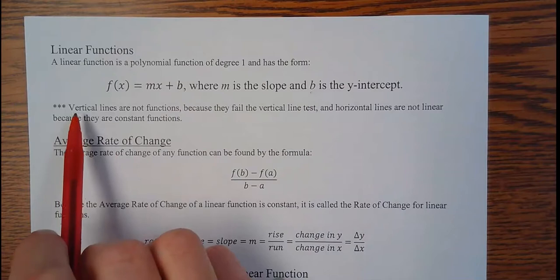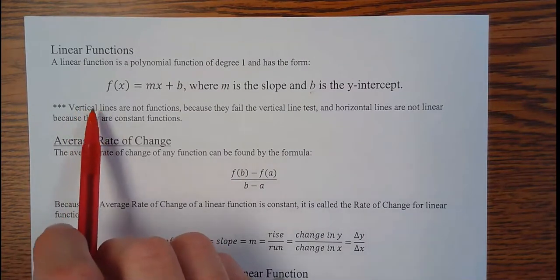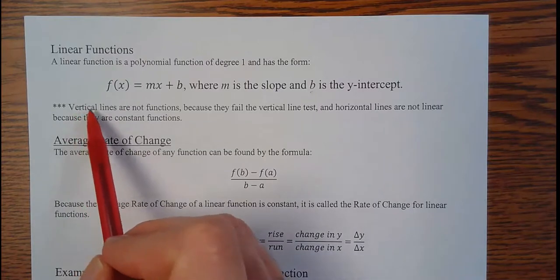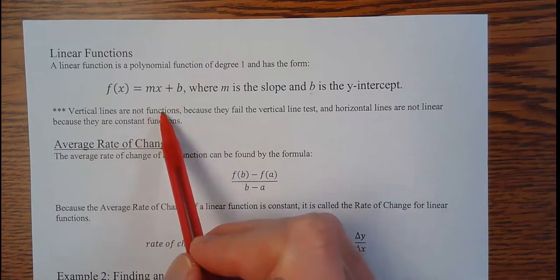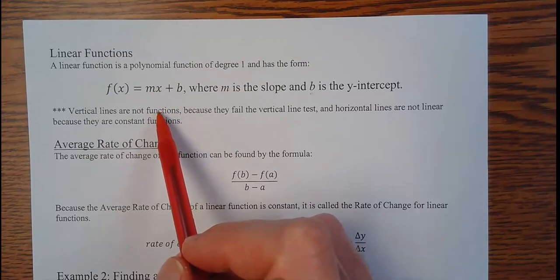Now note, this is a special little thing we typically forget. Vertical lines are not functions. So technically, when you have something like x equals 2, that's not a linear function.